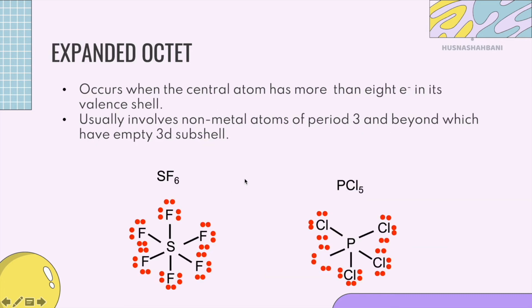Expanded octet occurs when the central atom has more than 8 electrons in its valence shell. So we focus on the central atom. For this one, it has 2, 4, 6, 8, 10, 12 valence electrons. And for PCl5, the P atom has 10 valence electrons. It usually involves non-metal atoms of period 3 and beyond which have empty 3D subshell. So this sulfur atom and phosphorus atom have empty 3D subshell, so they are involved in expanded octet. They don't obey the octet rule.